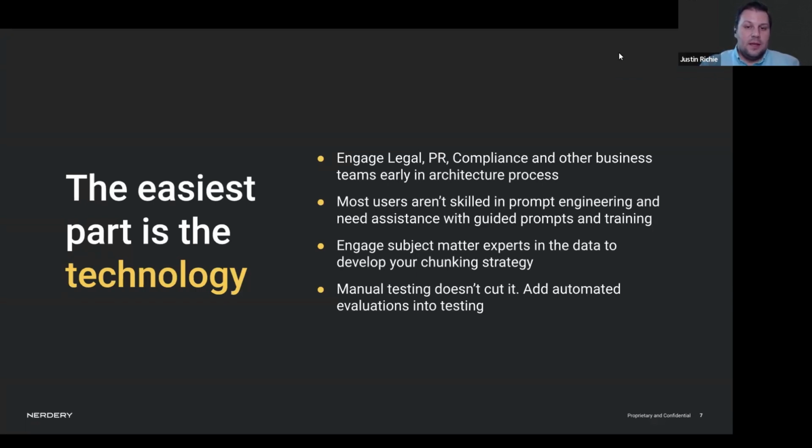And then fourth, manual testing doesn't cut it. Add automated evaluations into testing. This goes anywhere from model weight analysis into quality engineering, as well as aspects like: is this actually giving us the results that we want? I'm sure some people have heard of the term hallucinations. How do we limit that in these types of development environments? It's a really important aspect that UAT is not just manual testing.